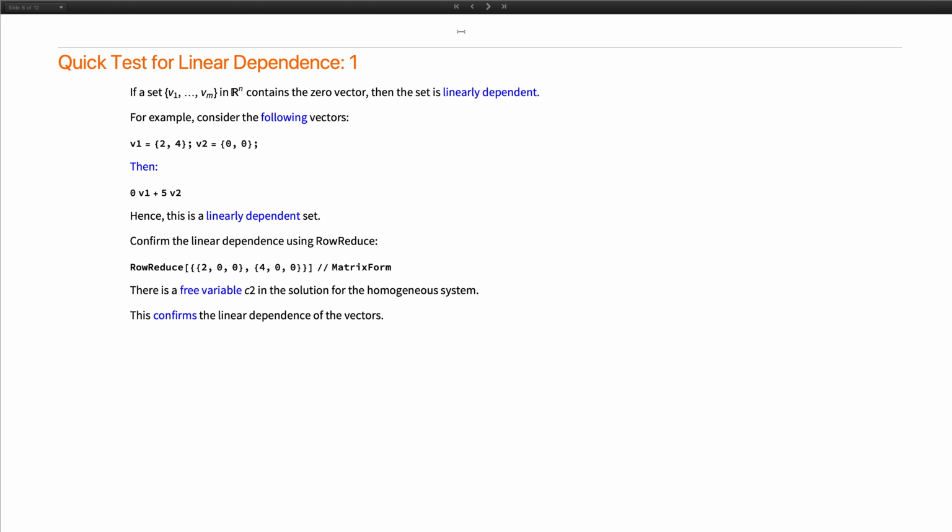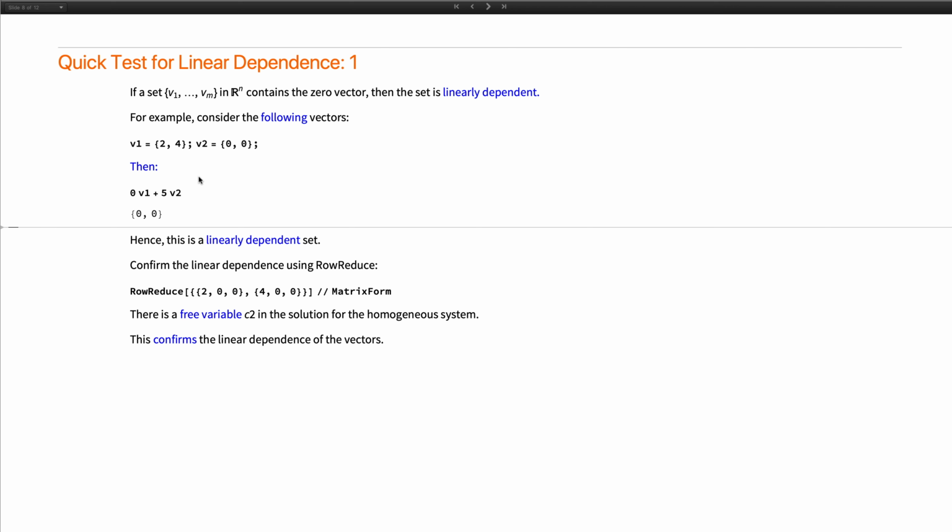Okay, so a couple of quick tests for linear dependence. First of all, if you have a set of vectors which has a 0 vector in it, then that set is linearly dependent. So for example, here you've got v2 equal to the 0 vector. v1 is not 0, but v2 is 0 over here, then you can take a combination 0 times v1 plus 5 times v2, and you do get back 0. So this set is linearly dependent because you have the 0 vector over there.